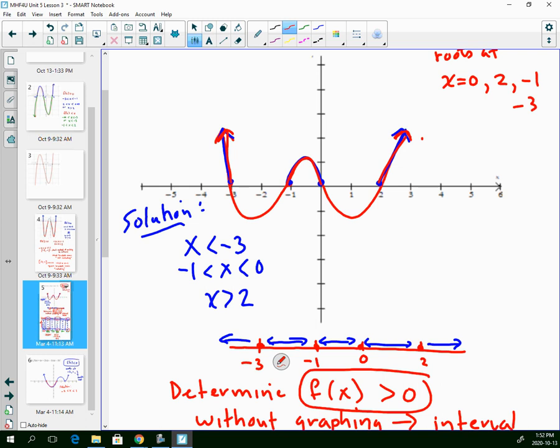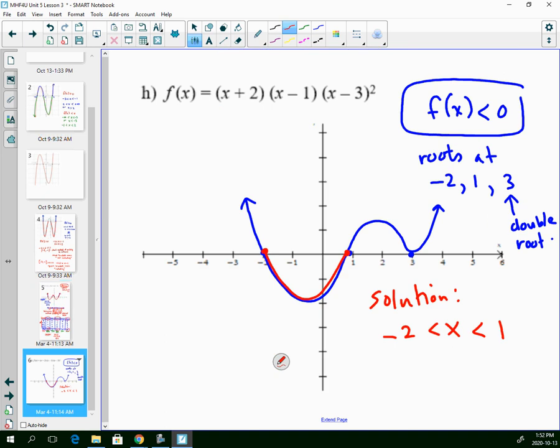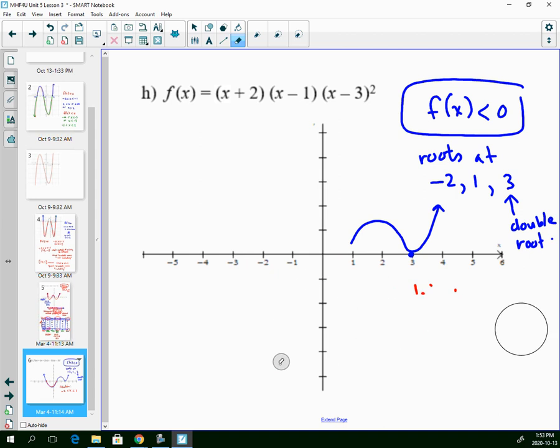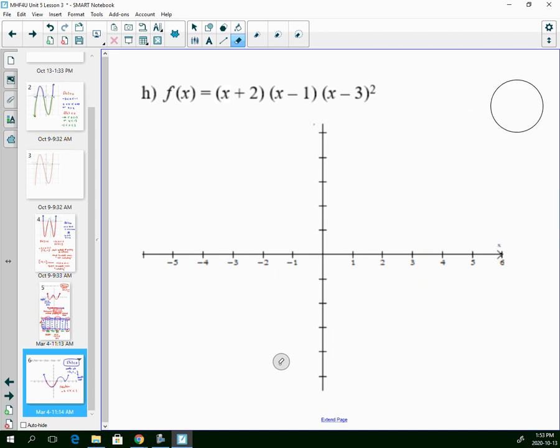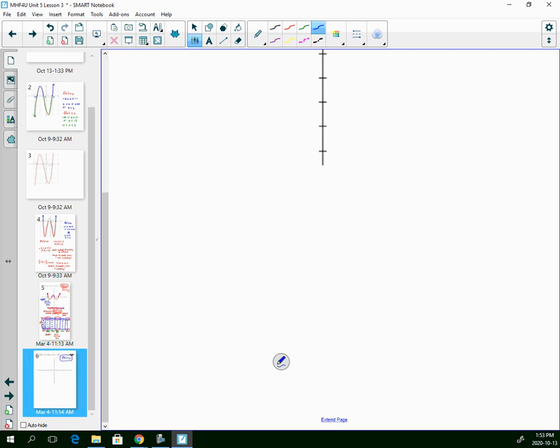Okay, so I can answer the question. I could solve the problem without drawing the picture. I can just do the table and answer the question. So let's do a table for this one. Let's erase the graph. We want to know, if I was just given this, where is f of x greater than 0, without graphing it. So I'm going to draw an interval table.